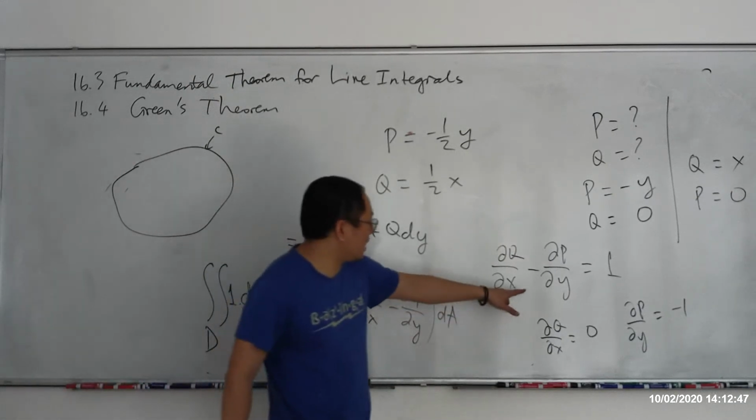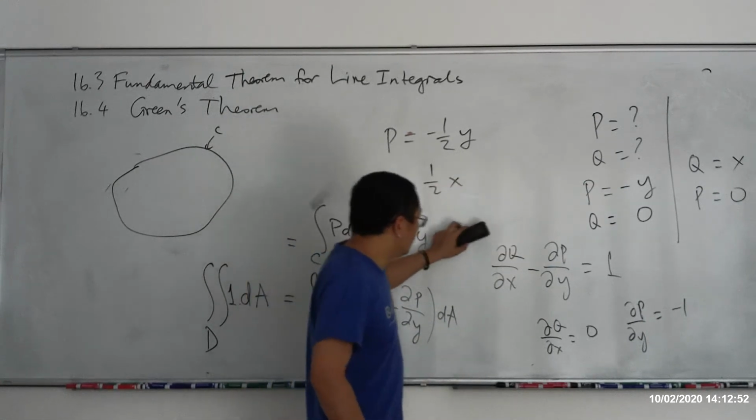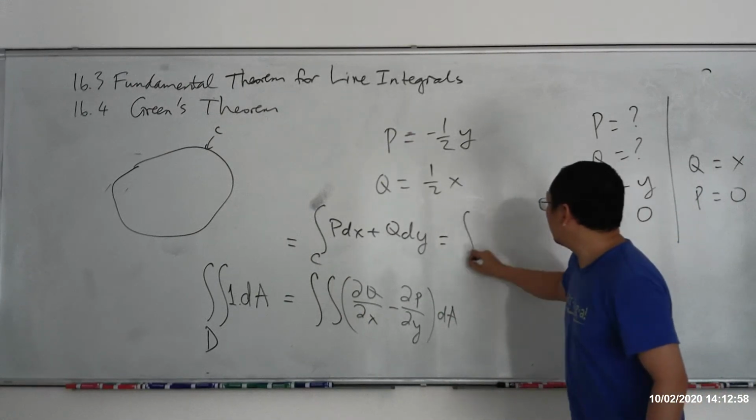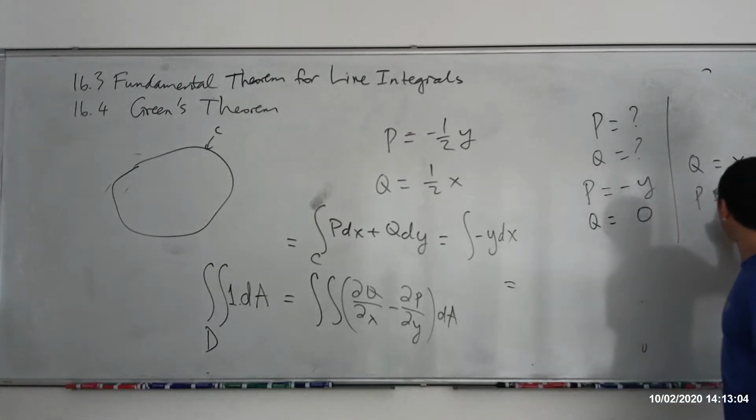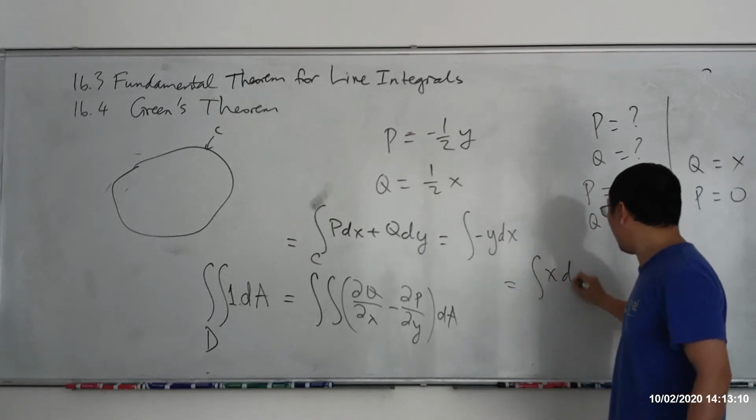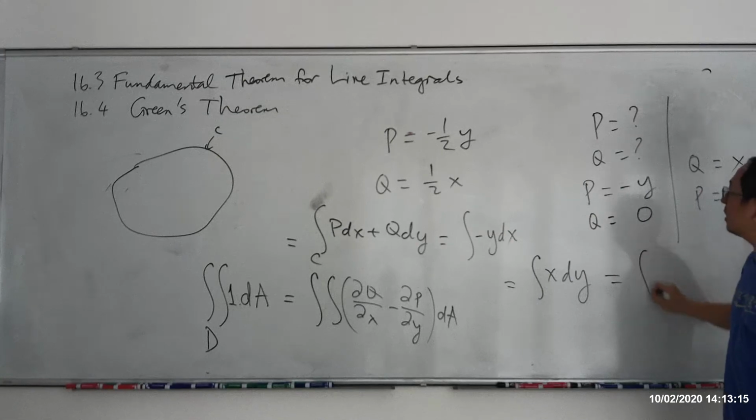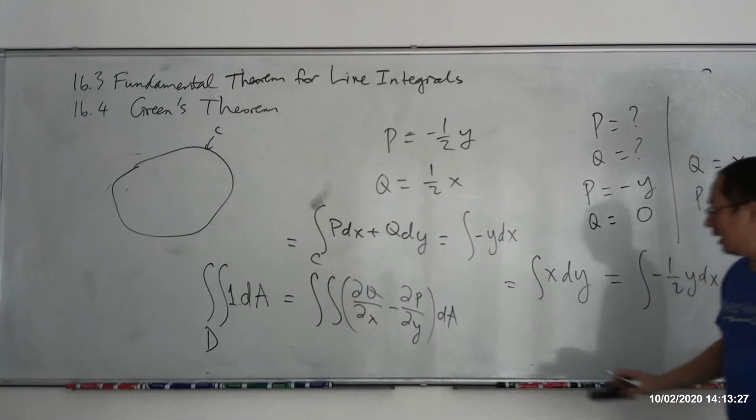What is P? If you use this case right here, P is negative y and Q is 0. So it's going to be equal to the integral of negative y dx, because Q is 0. Or you can use this one right here, Q is x and P is 0, so it's the integral of x dy. You can calculate the area. Or use the third one right here: the integral of negative 1/2 y dx plus 1/2 x dy, and integrate. Anyway, you get to the answer.